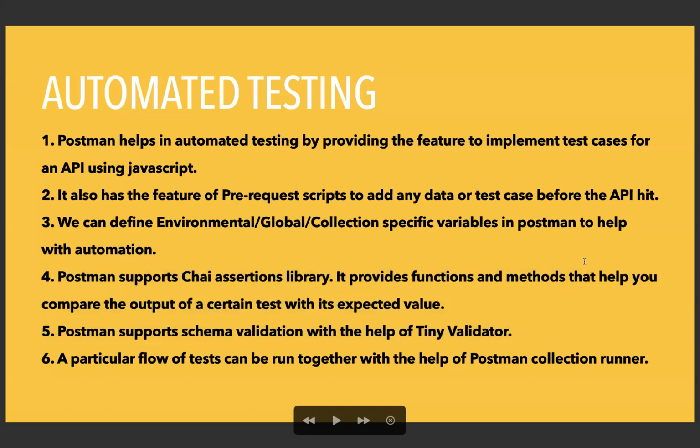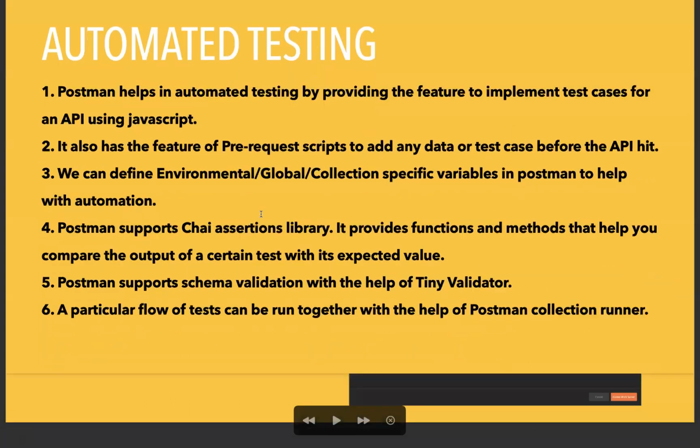Also, we have collections in Postman. So Postman provides a collection runner, so we can arrange the APIs in the order in which we want to test them, and then we can use the Postman collection runner to run all of those APIs at once, to check a test case which we have.